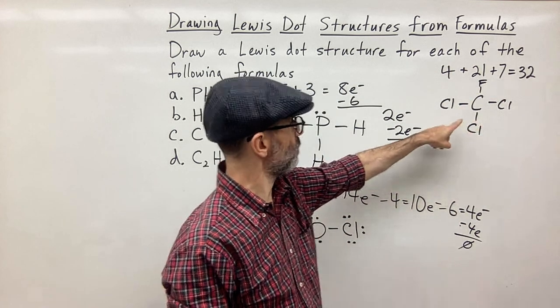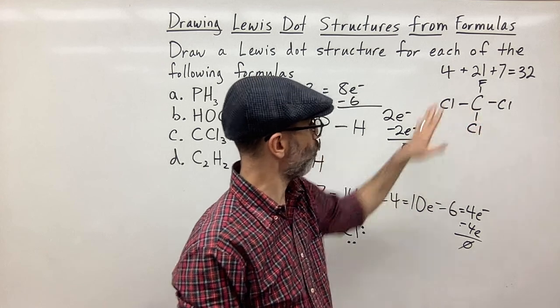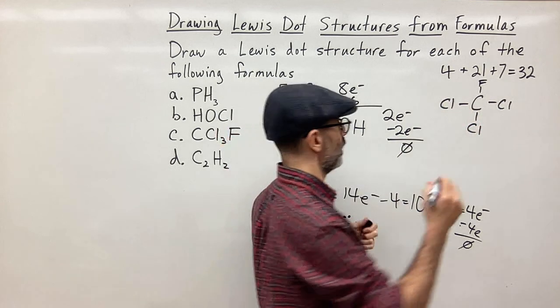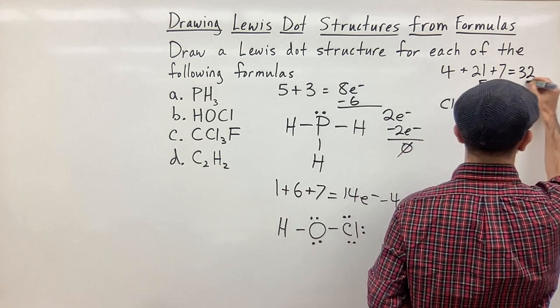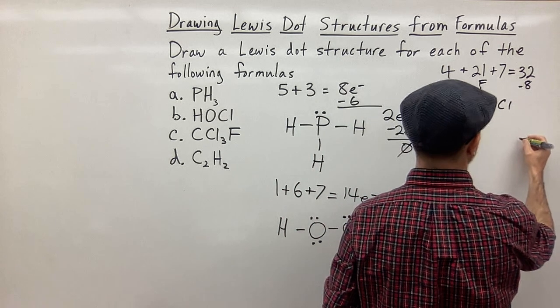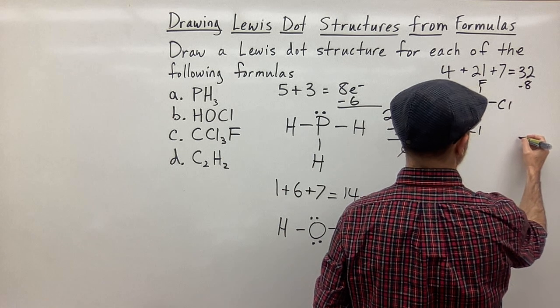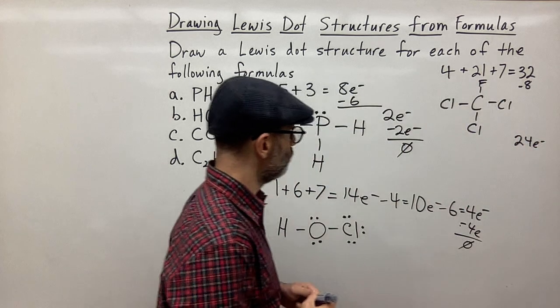And so I'm going to subtract out the electrons for each bond. So 2 for each bond, 4 bonds, that's 8 electrons. So I'm going to subtract out 8, and I'll bring it down here for room. That means I have 24 electrons left.